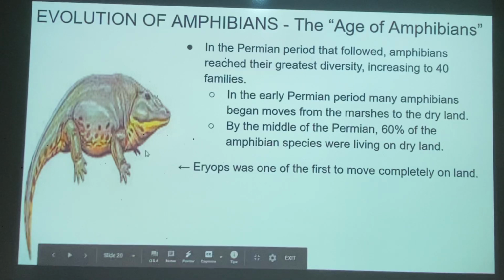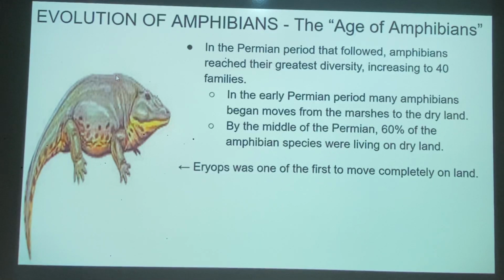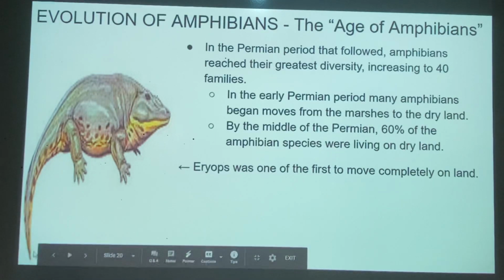The Ariops was one of the first to move completely on land, so it looks squatty, kind of like a frog here in the middle. We've got a tail similar to an alligator, and then that head, it looks very alligator or reptile-like.